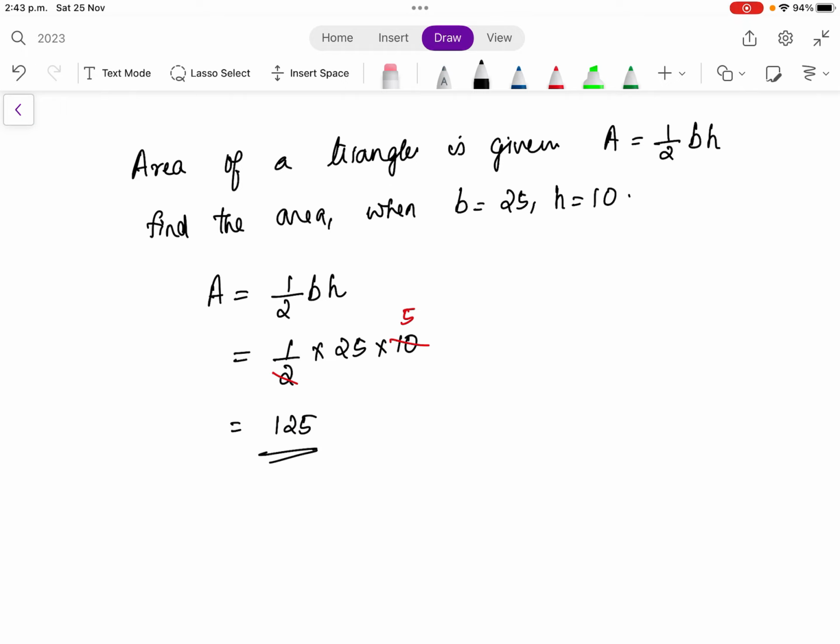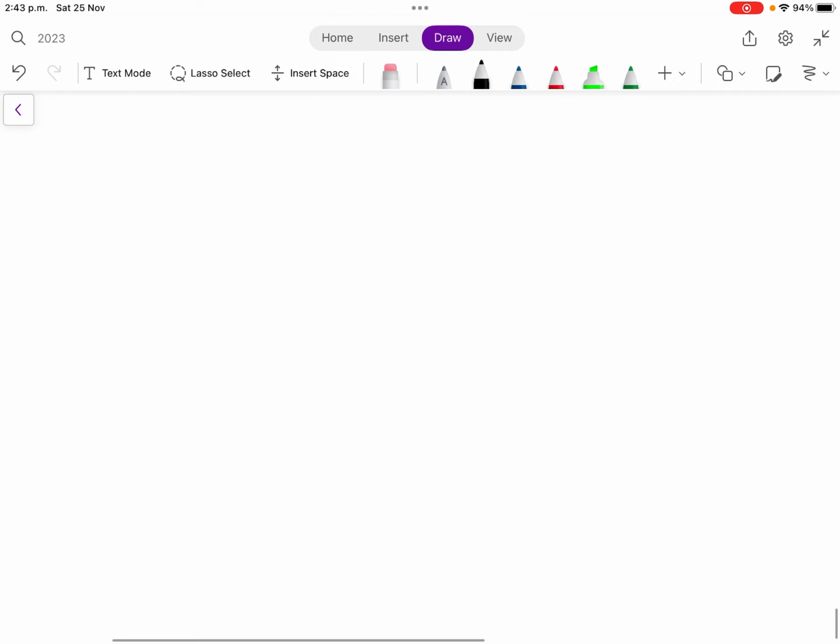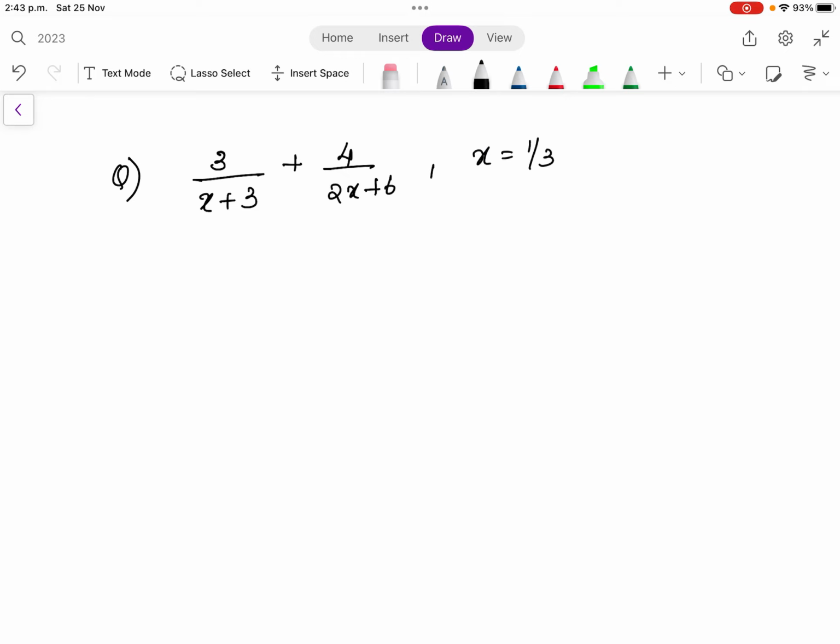Okay, so to evaluate the expression, it is pretty easy. You put the values in there and you simplify it according to the mathematical rule, and you should be able to get it. Let me do just a bit difficult sum. 3 divided by x plus 3 plus 4 divided by 2x plus 6, where x is equal to 1 over 3. So you have to evaluate this expression.